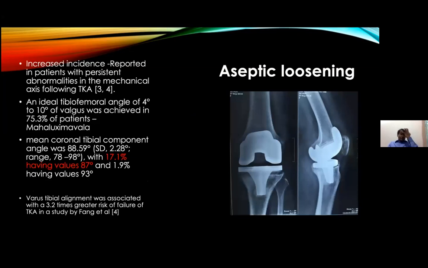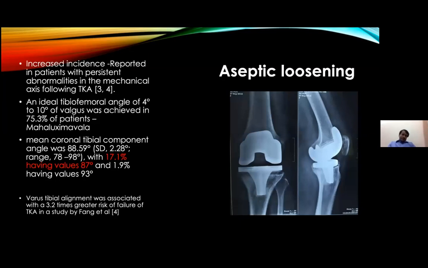The aseptic loosening of the tibia is very common, more than the femur. Again, there is enough literature showing that aseptic loosening is common if it is a varus alignment, either because of the femur or the tibia. So ideal alignment is 4 to 10 degrees of valgus, achieved in 75% of cases only. This is published by Malakshmi, and in the remaining, around 17% there will be a varus and around 1.9% cases there will be a valgus alignment.